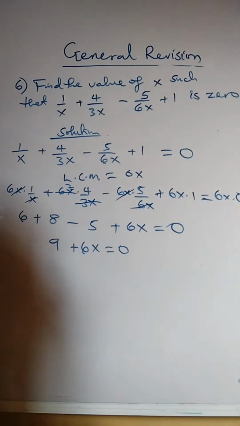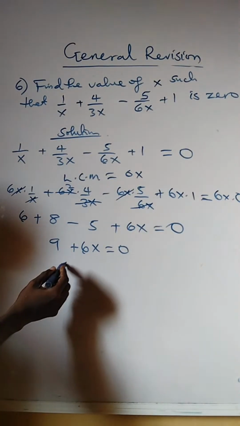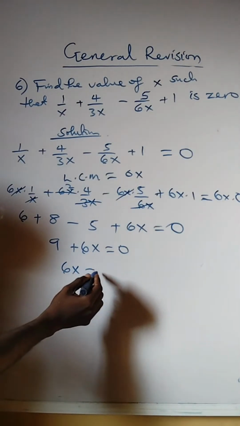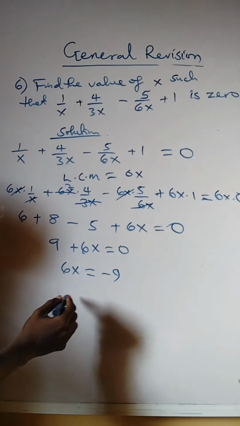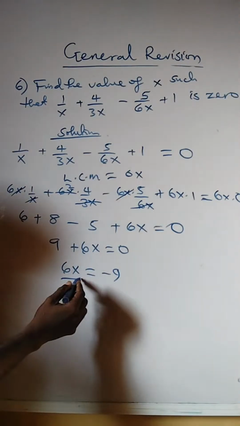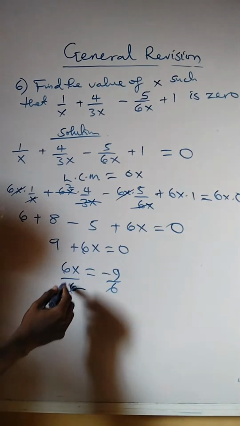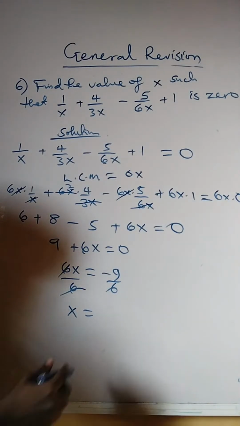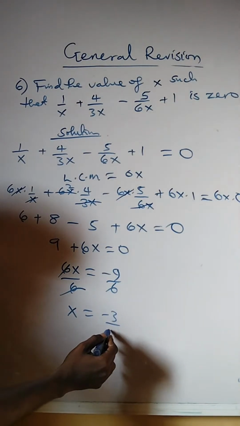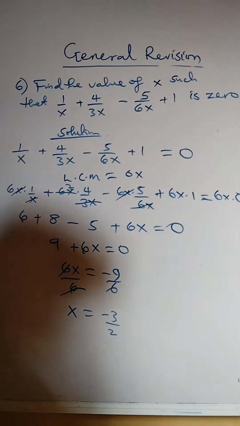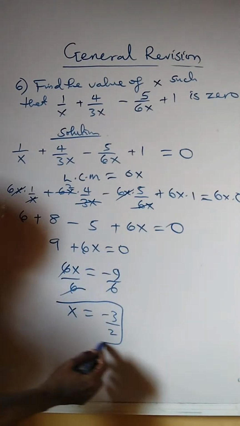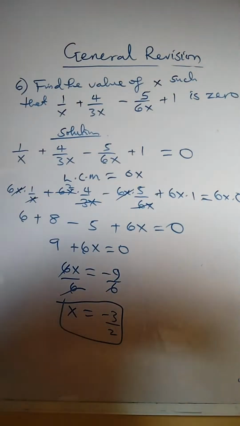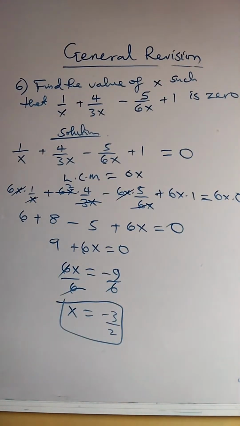Take 9 to the other side. We have 6x equals minus 9. Divide both sides by 6 to get x. This shows that x equals minus 9 over 6, and 3 can go here. We have minus 3 over 2. So the value of x that makes that expression equal to 0 is minus 3 over 2. Okay?